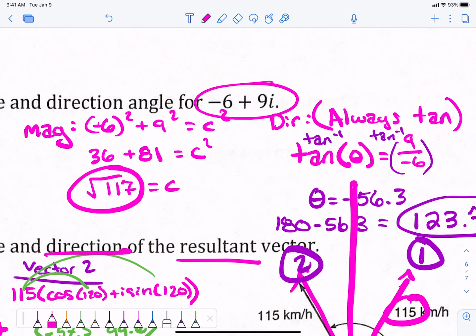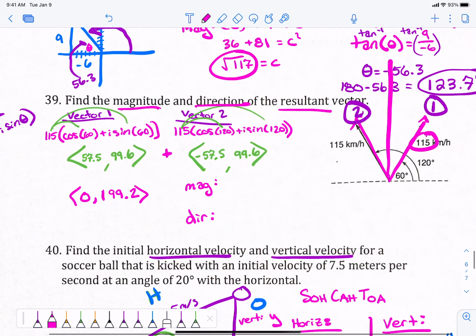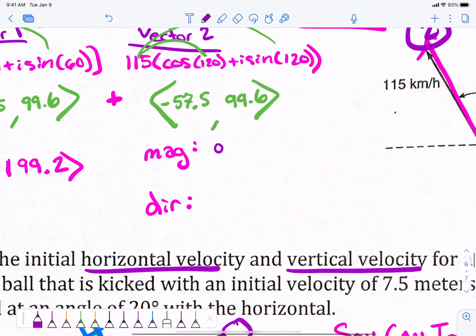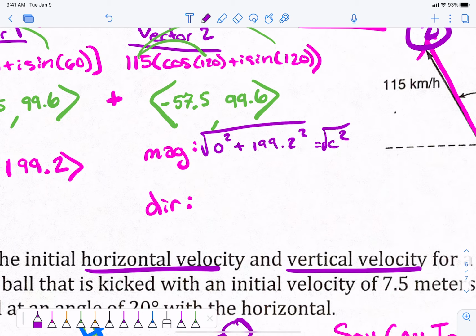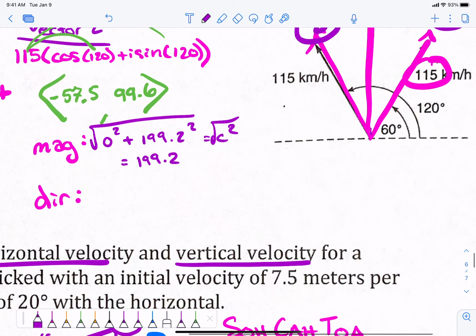So same thing there. Now in this one, it's really nice because we have 0 there. Normally when you're finding magnitude, you do the Pythagorean theorem, right? So it would be 0 squared plus 199.2 squared equals c squared, and you would take the square root of that. Do you know what that's going to give you? Just 199.2, right? Because 0 squared is 0, and the square root of 199.2 squared is just going to stay 199.2. So 199.2 is the magnitude, and that's kilometers per hour.